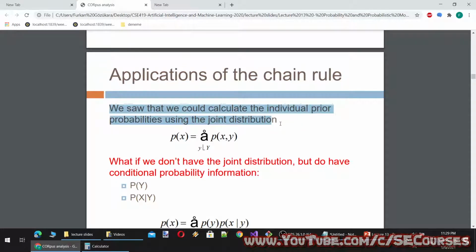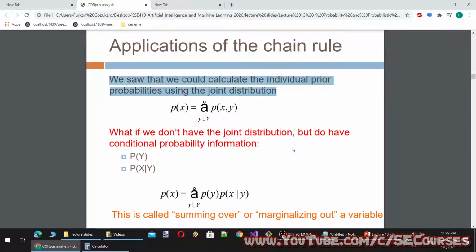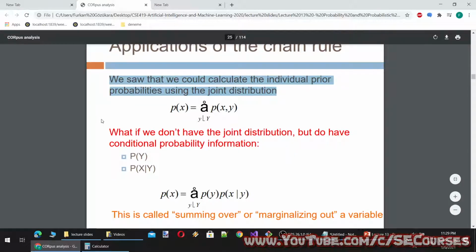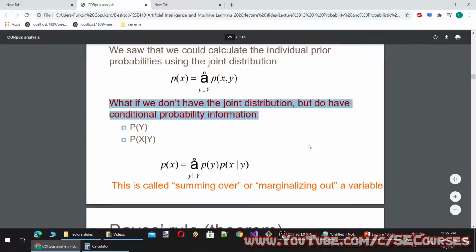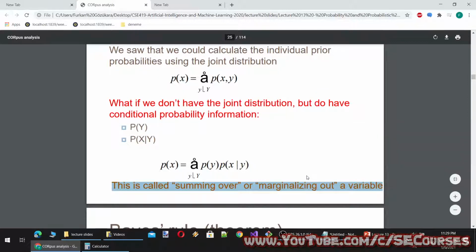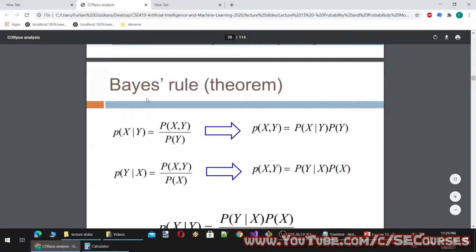Applications of the chain rule. We saw that we could calculate the individual prior probabilities using the joint distribution. What if we don't have the joint distribution, but do have conditional probability information? This is called summing over, or marginalizing out, a variable.